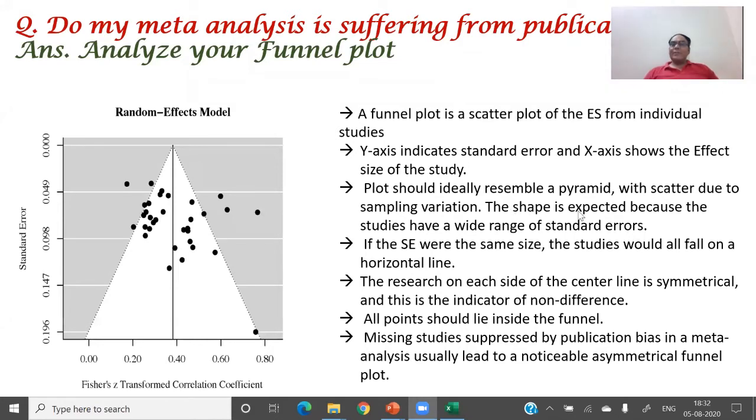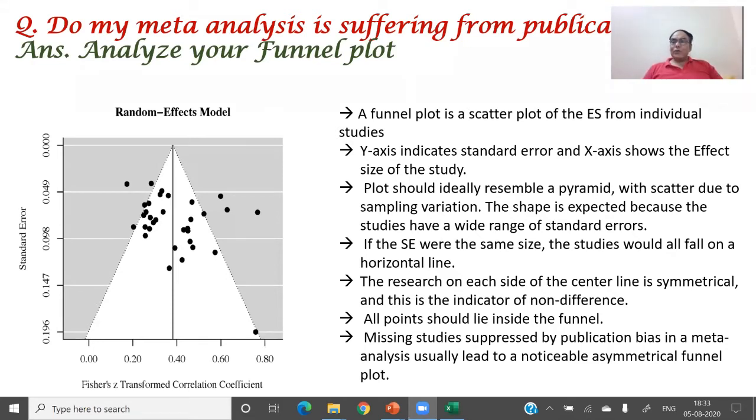This shape is expected because these studies have a very wide range of standard errors. So all the points are expected to come inside the funnel, and missing studies, represented by the publication bias in a meta study, lead to a noticeable asymmetric funnel plot. Now you understand the reason for asymmetry. If this funnel plot is asymmetric or studies are coming outside it, it indicates publication bias.